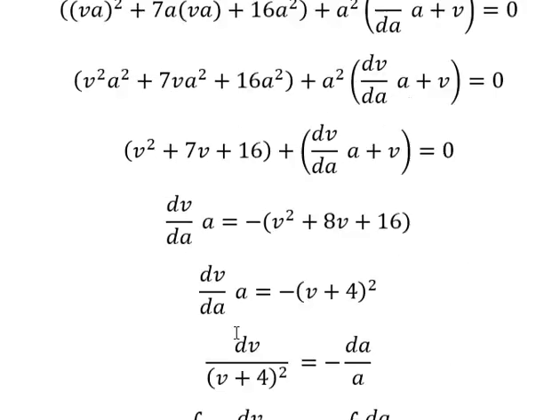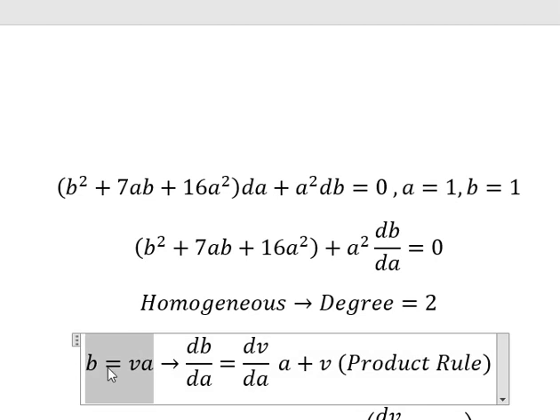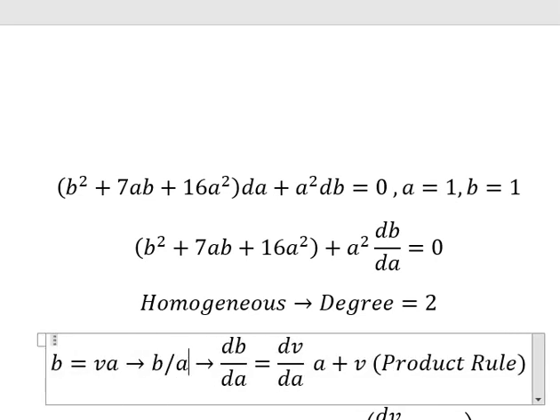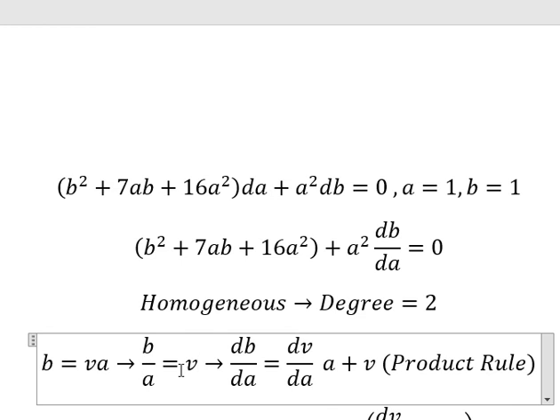About v, that is about this one. So we divide both sides by a. And now we need to change v into this one.